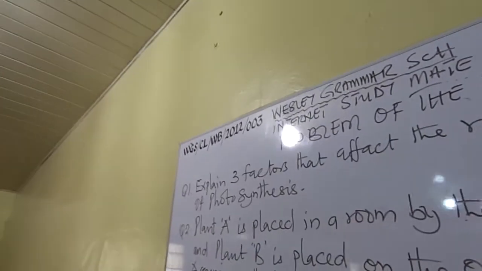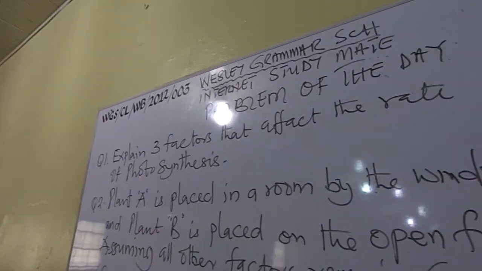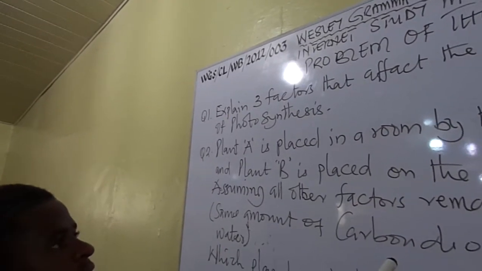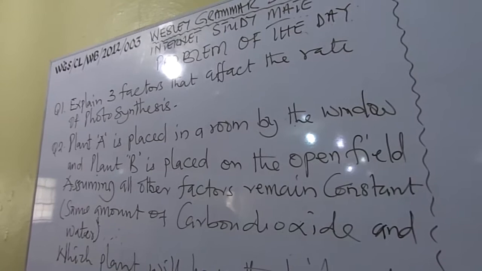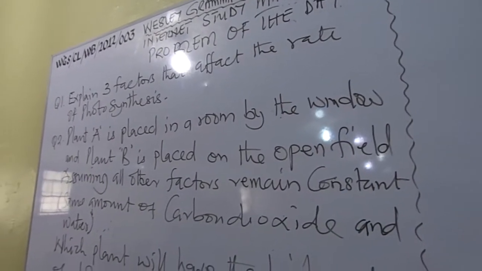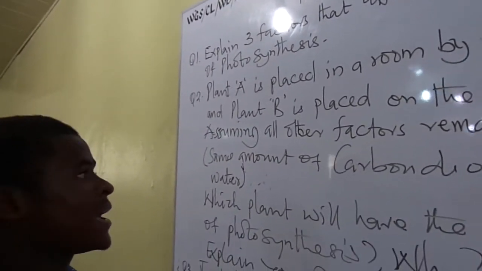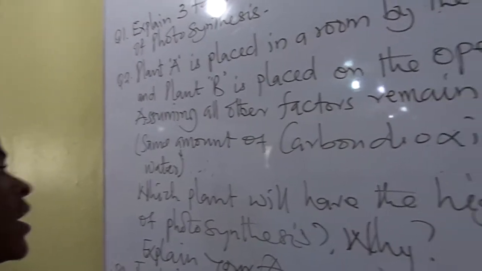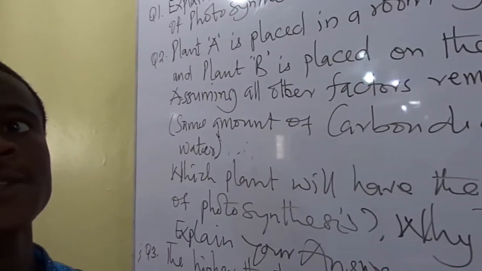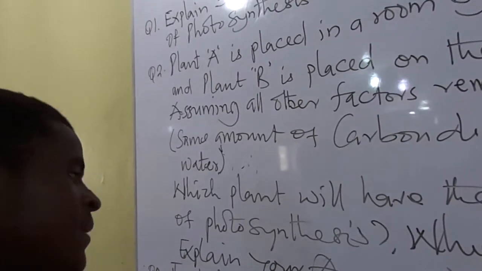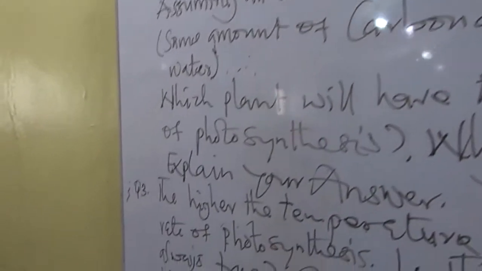Problem of the day. Read it. Explain three factors that affect the rate of photosynthesis. Question 2: Plant A is placed in a room by the window, and plant B is placed on the open field. Assuming all other factors remain constant, in brackets the same amount of carbon dioxide and water, which plant will have the higher rate of photosynthesis? Why? Explain your answer.